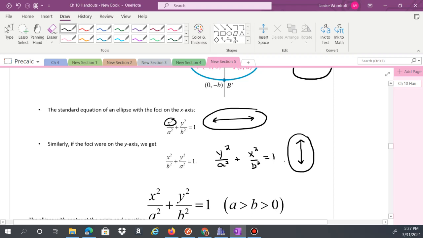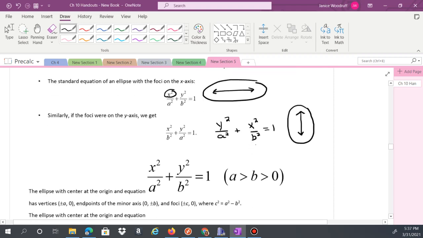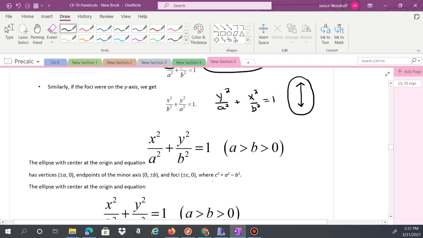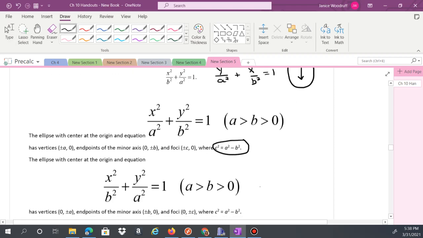So a and b do have a significance here, and here's the significance. They're going to be related with this equation here, which looks really similar to the Pythagorean theorem, except it's minus. So it's c squared equals a squared minus b squared. And a is going to be bigger than b, always.